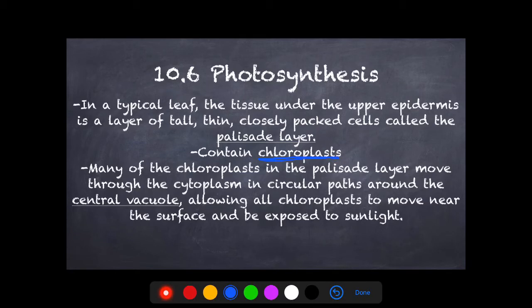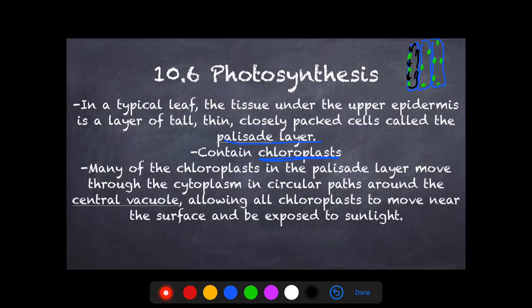The palisade layer contains a lot of chloroplasts. The chloroplasts are actually moving through the cytoplasm inside these cells that make up the palisade layer, and they move in a circular path. So if this is my cell in the palisade layer, you have a bunch of cells, and then you have these tiny chloroplasts that are green. They're going to move in a circular motion. They're going to move in a circle.